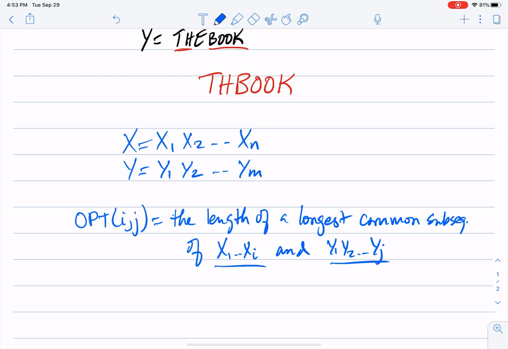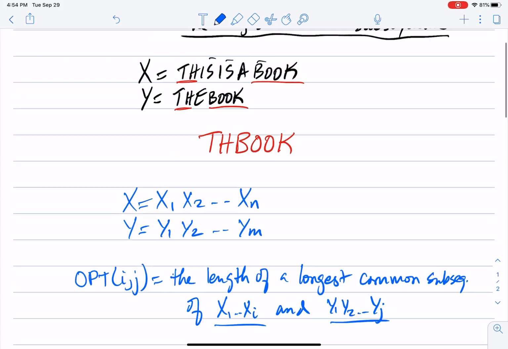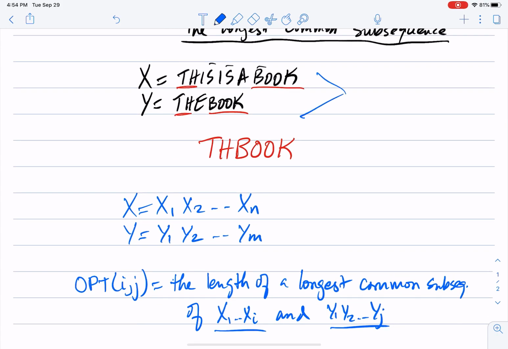Okay, so I'm going to be looking now at the subsequence only of the prefix of the first i letters from x and the prefix of the first j letters from y, and I want to be looking at the length of the longest common subsequence from this. So for example, if I look for these two strings here at opt of, let's say, 3, 4, I'm saying what is the length of the longest subsequence of the first three letters from x, "thi", and "theb" from this one. It will be 2, okay? Because the longest common subsequence of the first three letters from x and the first four letters from y is just "th", which is 2 letters.